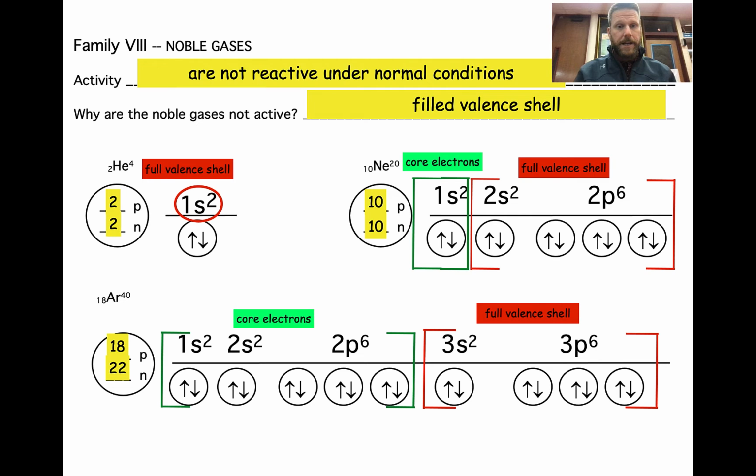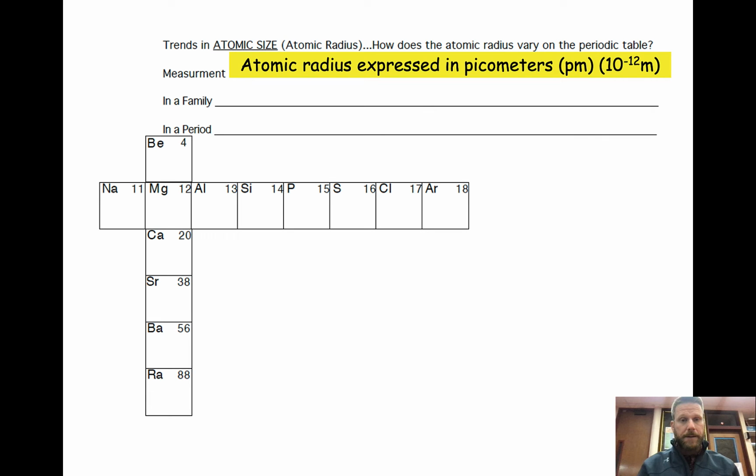The core electrons for argon would be in the first and second energy levels. But every single energy level is filled up. There's no reason for these noble gases to react with other elements in order to achieve a full valence shell, so they are unreactive. Let's look at some of the repeating properties that can be seen on the periodic table.